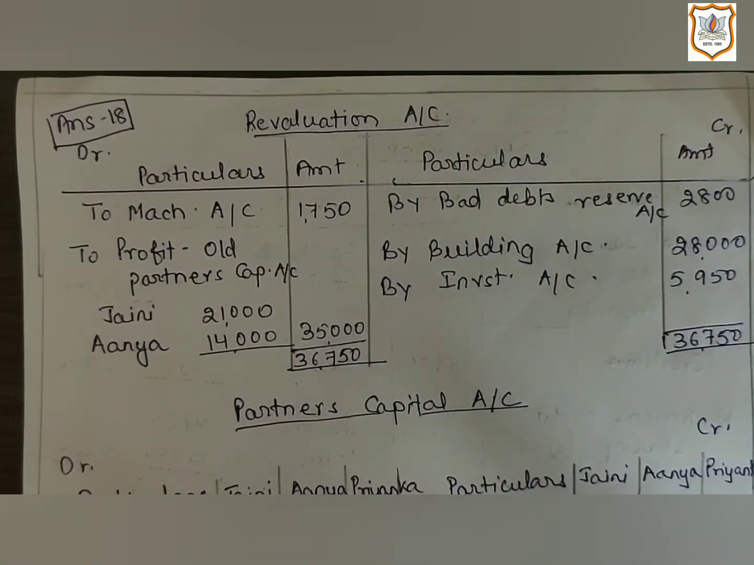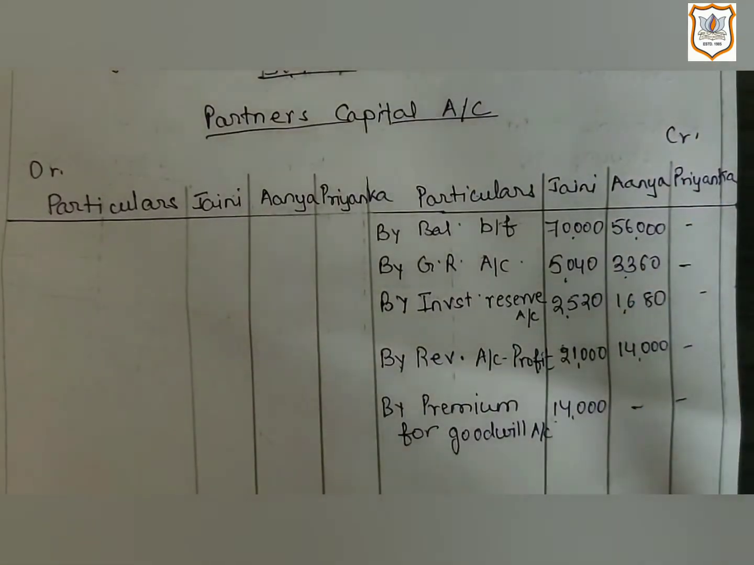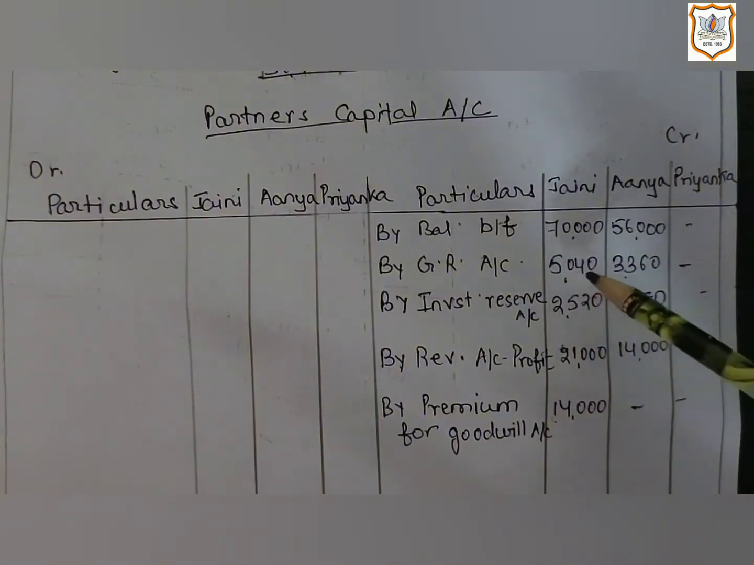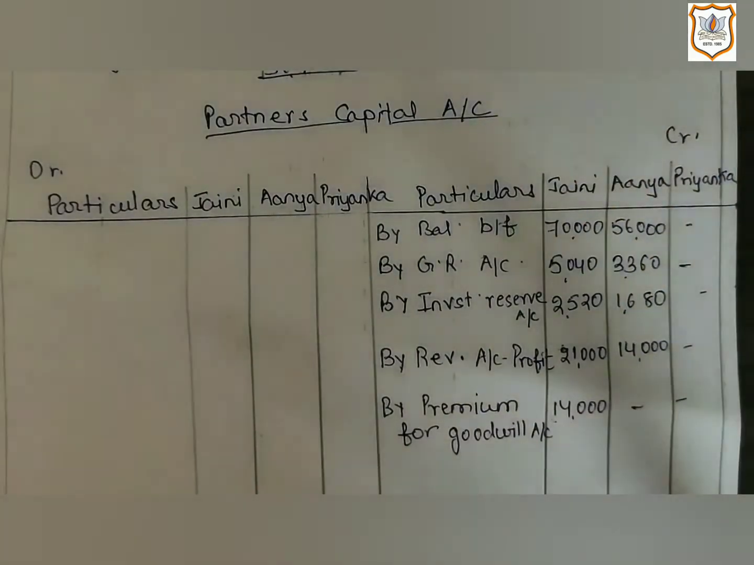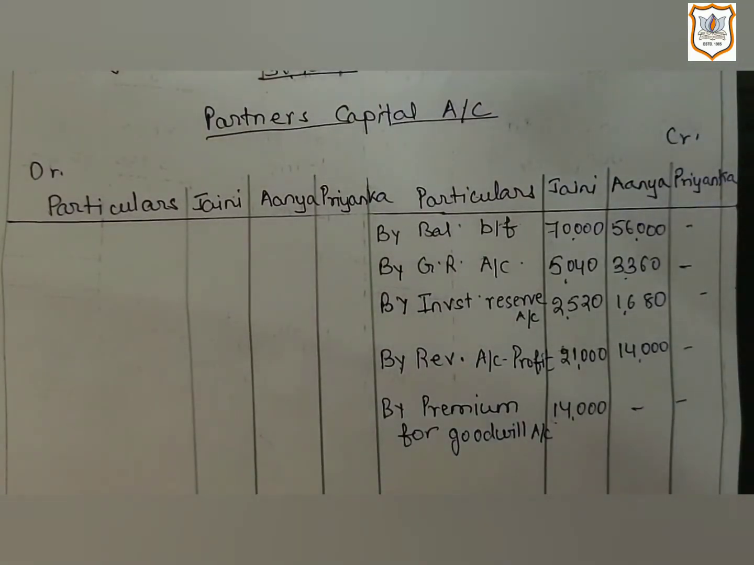Before that, you will have to record all the remaining items from the old balance sheet. In the old balance sheet, general reserve is shown at rupees 8,400, which will be distributed to the old partners in their old ratio, that is 3:2. According to that ratio, Jenny will get 5,040 and Anya will get 3,360 out of the 8,400 general reserve.